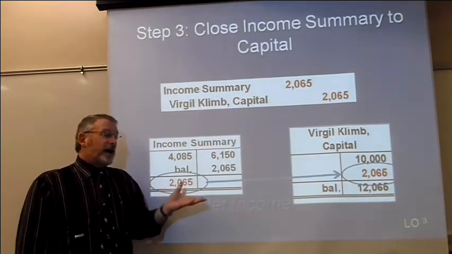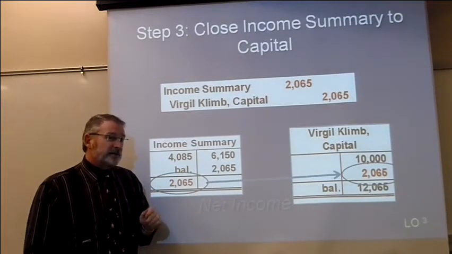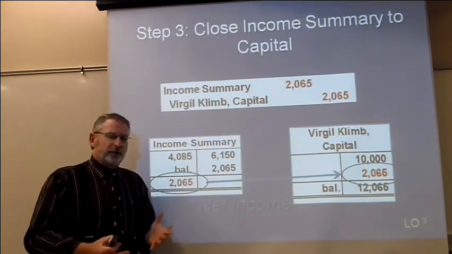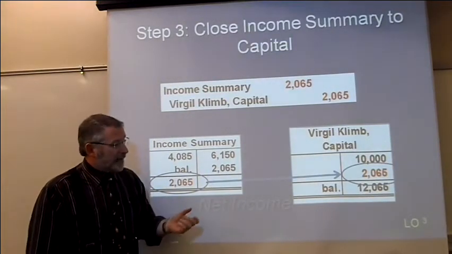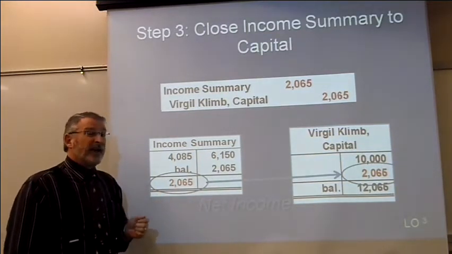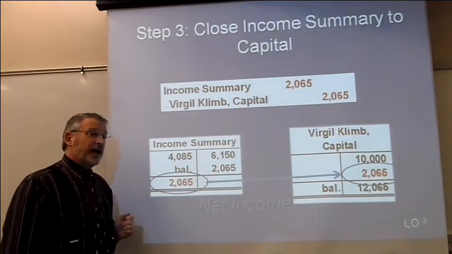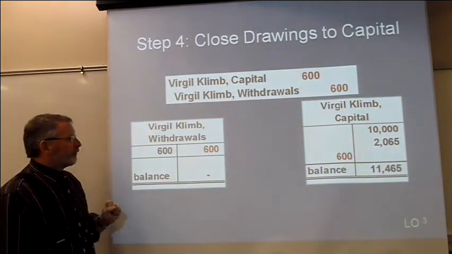Now Virgil has some options around that $2,065. He can leave it in the business, so it continues as his investment, letting his bet ride, if we look at a gambling example. So he could leave it there, or he could choose to take some of it out. And during the course of this year, Virgil actually chose to take some of the money out. He did that in the form of withdrawals.